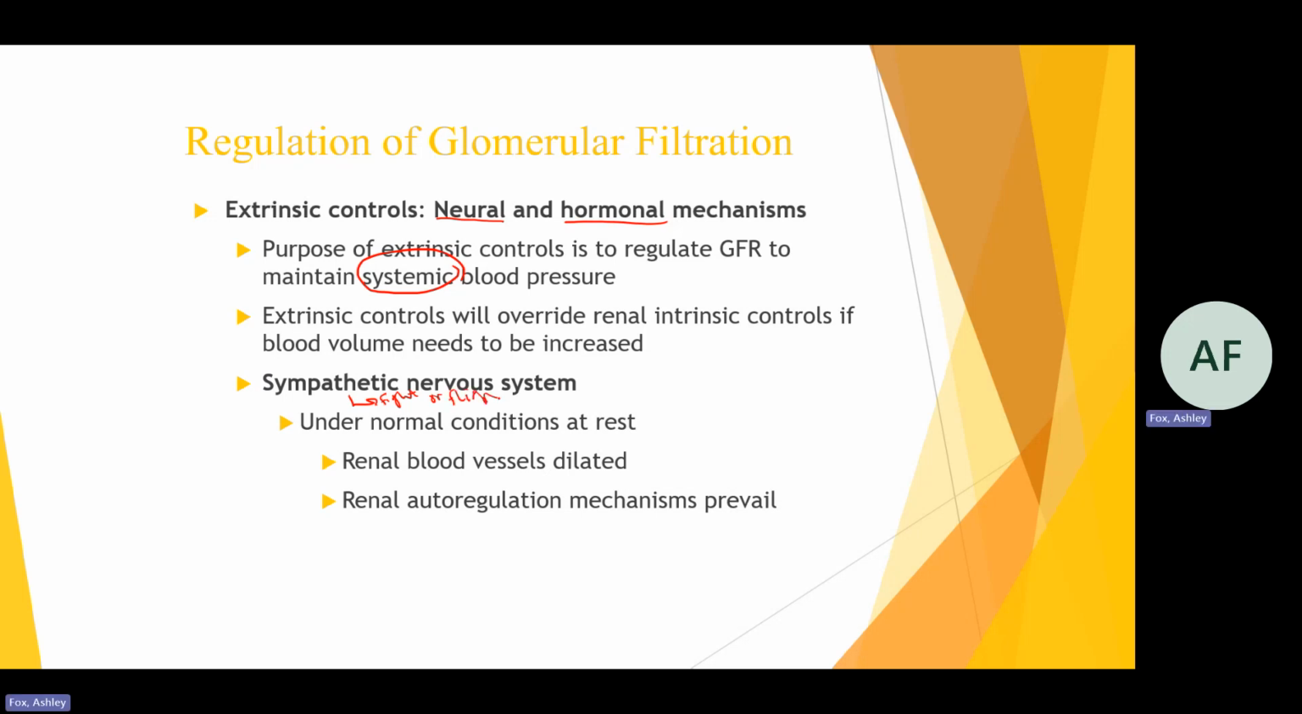Remember that is going to be at rest. If you have the sympathetic nervous system, it's going to cause the renal blood vessels to actually dilate. But then the renal autoregulation is going to prevail. So if blood pressure is too high, it's going to constrict. So renal autoregulation can take over.